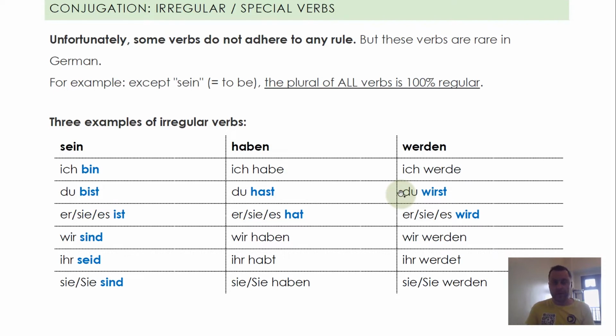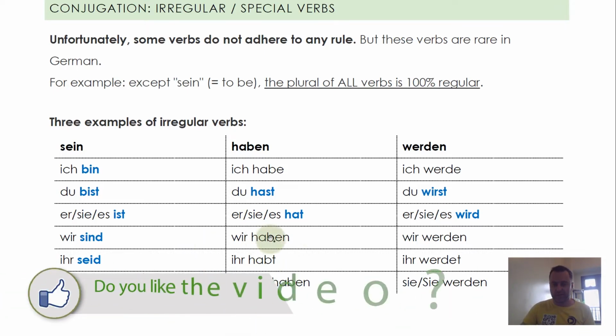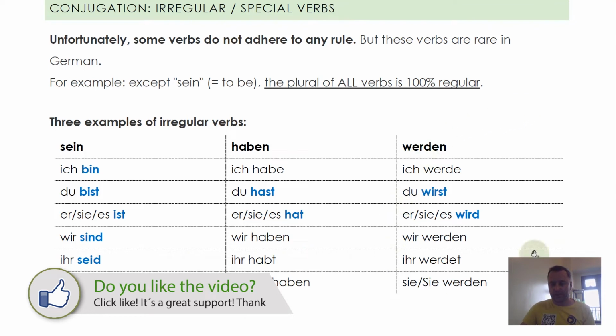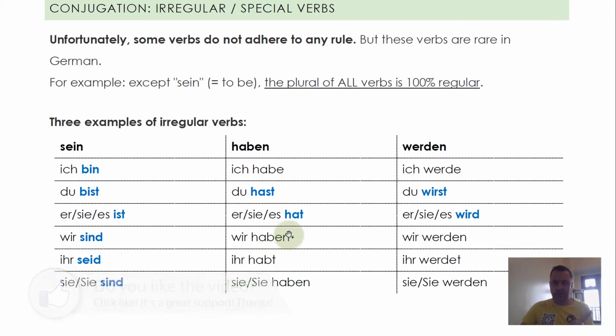And very important for you, what is always regular is plural. Like with every single verb, it is always regular in plural. You can see this here, even haben and werden. Plural is 100% regular. No vowel change, so there's no change E to I or E to IE, that cannot happen here. And also the ending will always be regular. EN, T, EN, same here.